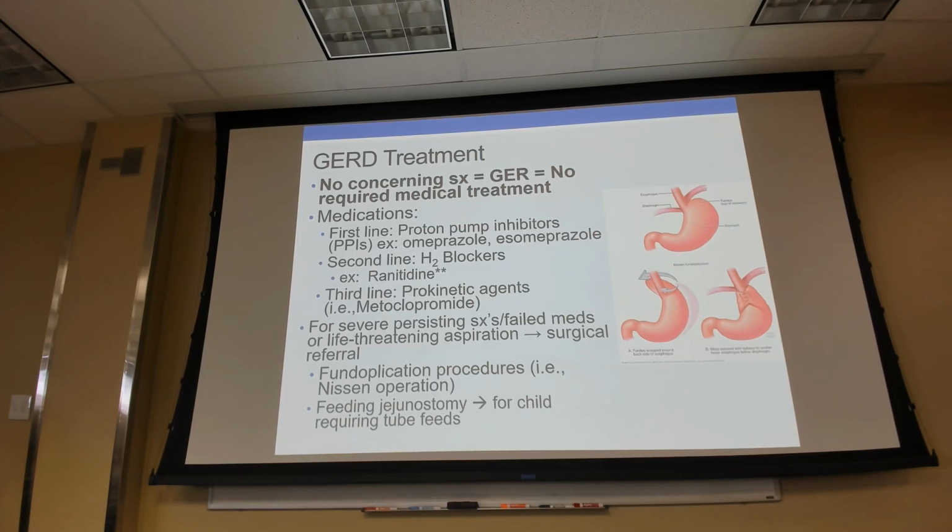Surgical indication would be if they are truly in that category where they're having respiratory issues, or such severe pain despite maximized conservative treatment. That would be an indication for surgical referral for consideration of a Nissen. And that would be the only thing that anatomically is going to change how the sphincter and how that closure is going to operate.